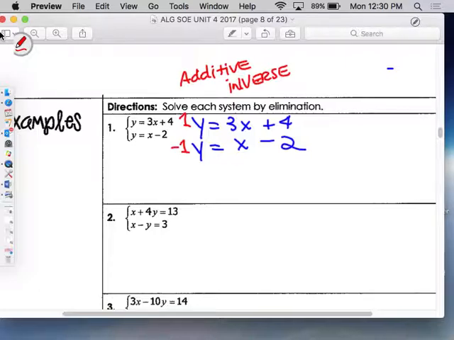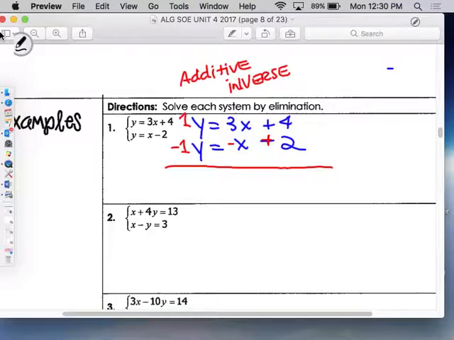That's going to give me -y, -x, and that's going to turn this into plus a -2, or minus a -2, which is going to make that a positive number. And then once I have additive inverses set up with one of the variables, I'm simply going to add the 2 equations together, just vertical addition.